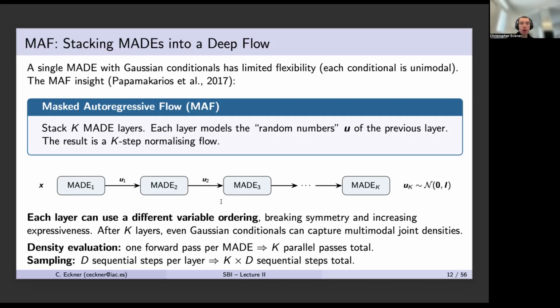Right, and with all of this structure, you can have a very simple density evaluation and sampling, to make this accessible on GPUs and parallelizable. This is basically the idea here. So this is one version of doing normalizing flows, these masked autoregressive flows.